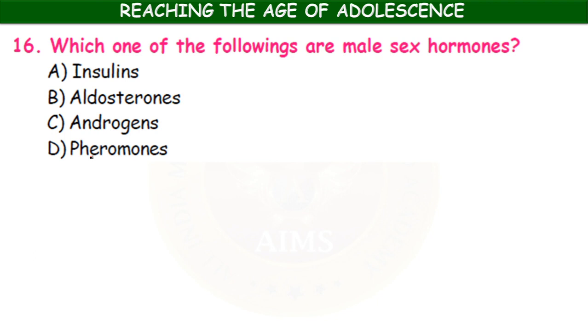Which one of the following are male sex hormones? Insulins, aldosterones, androgens, pheromones. Pheromones are secreted by insects; male insects secrete them to attract females, and they communicate with the help of these. Insulin is secreted by the pancreas, aldosterones by the adrenal gland, and androgens are the male sex hormones.